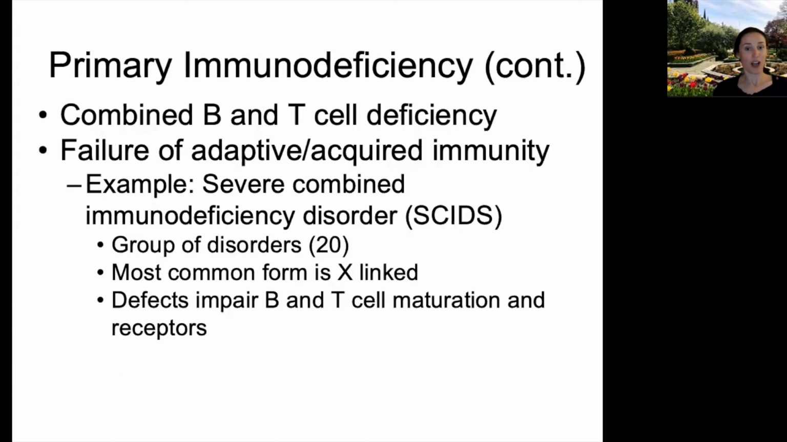There's also that combined B and T cell deficiency. This is the failure of adaptive or acquired immunity. An example would be a severe combined immunodeficiency disorder. This is a group of disorders, about 20 of them, and its most common form is X-linked. The defects impair B and T cell maturation and receptors.